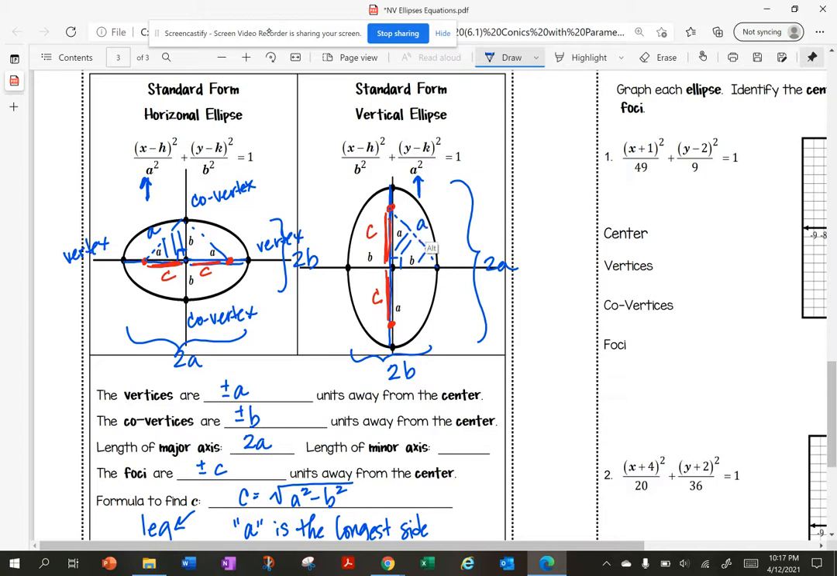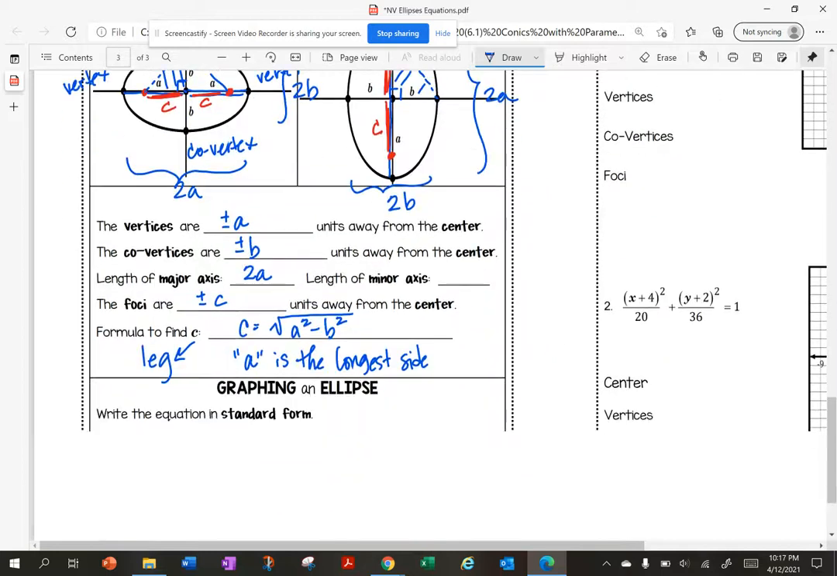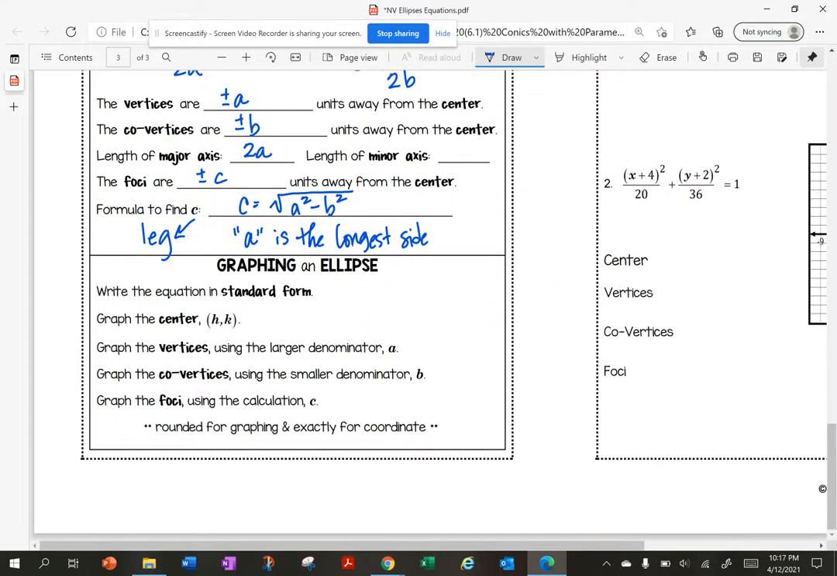So again, the hypotenuse is A. So my leg is C, my leg is B, and the hypotenuse is A. Okay, so when I'm graphing an ellipse, I'm expecting to see 7 points. I want to see the center. I want to see 2 vertices, 2 co-vertices, and 2 foci. So I'm expecting to see a total of 7 points.